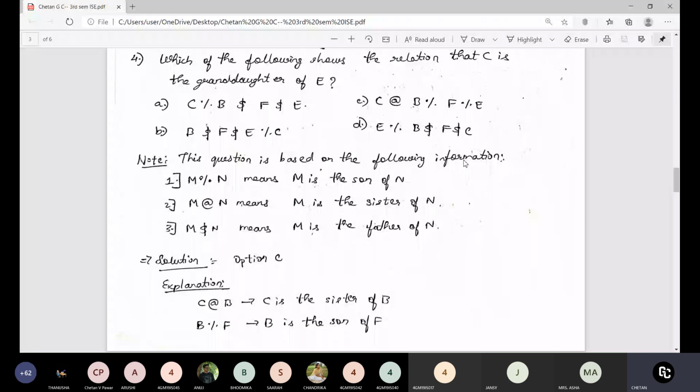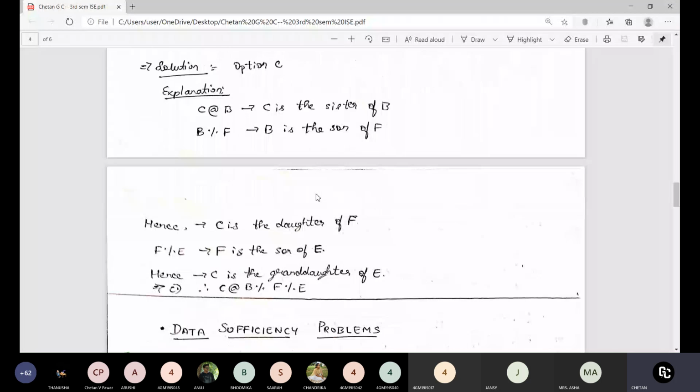That is, C will be the daughter of F. And F mod E means F is the son of E. If C is the daughter of F, then F is the son of E, so C will be the granddaughter of E. Therefore, hence C will be the granddaughter of E. So option C is the correct answer because this sequence matches.